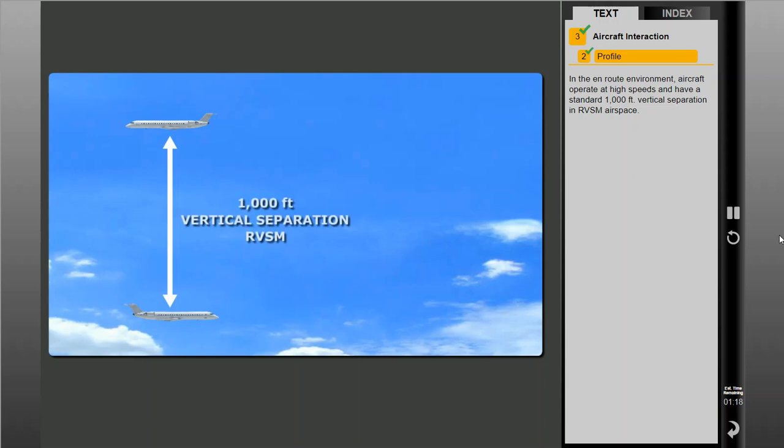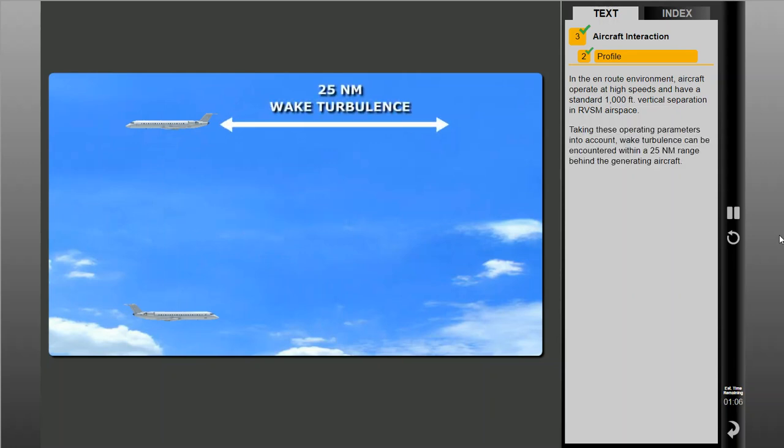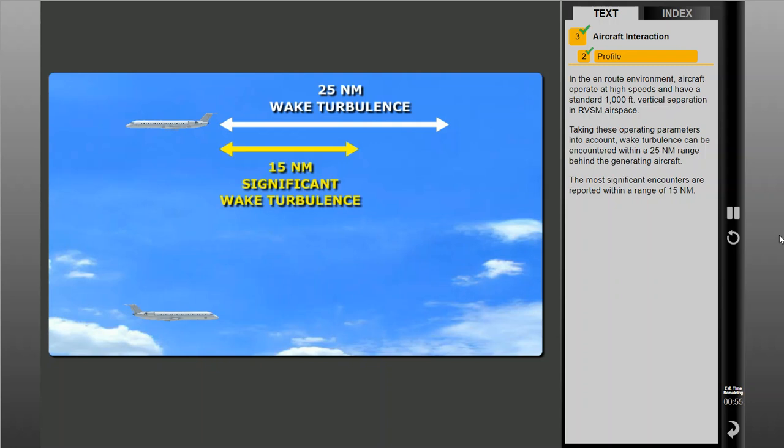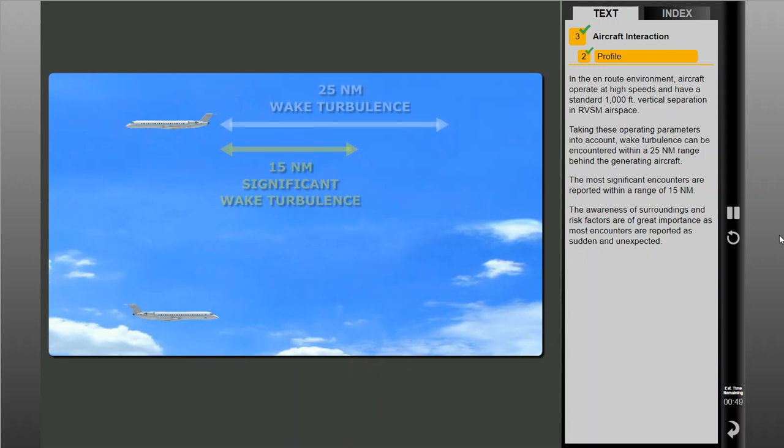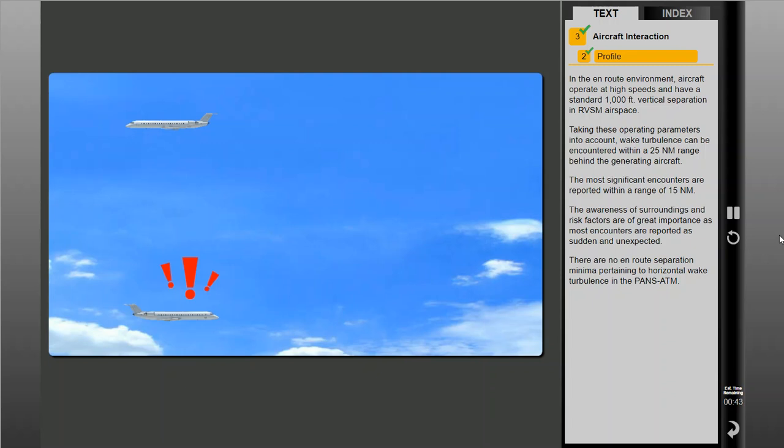In the en route environment, aircraft operate at high speeds and have a standard 1,000 feet vertical separation in RVSM airspace. Taking these operating parameters into account, wake turbulence can be encountered within a 25 nautical mile range behind the generating aircraft. The most significant encounters are reported within a range of 15 nautical miles. The awareness of surroundings and risk factors are of great importance, as most encounters are reported as sudden and unexpected. There are no en route separation minima pertaining to horizontal wake turbulence in the PANS ATM.